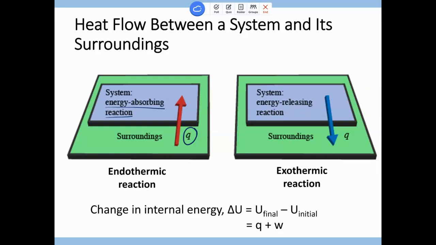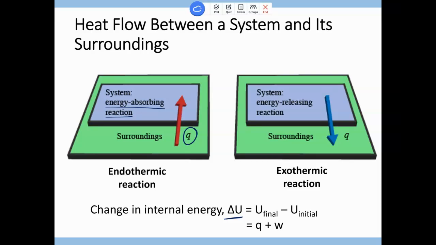Now the internal energy of the system, that change in internal energy when a reaction occurs, so we use delta to indicate change. Change in internal energy is equal to the energy at the end of whatever reaction is occurring minus the internal energy at the beginning. This is the change. We can also calculate internal energy as the heat exchange plus the work exchange.